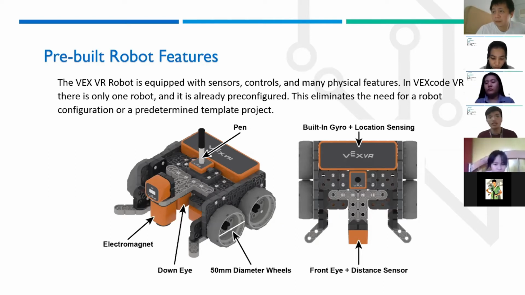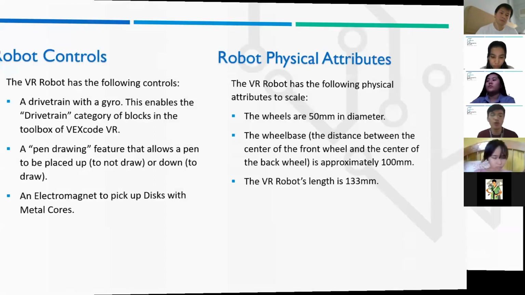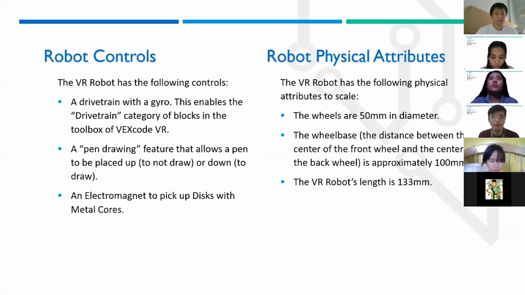In VexCode VR, there is only one robot, and it is already pre-configured. This eliminates the need for a robot configuration or a predetermined template project. Let me help you understand it further. Through robot controls, the VR robot has the following controls. Number one, a drivetrain with a gyro enables the drivetrain category of blocks in the toolbox of VexCode VR. What's that about? It's easier to make your robot turn because of the gyro sensor.